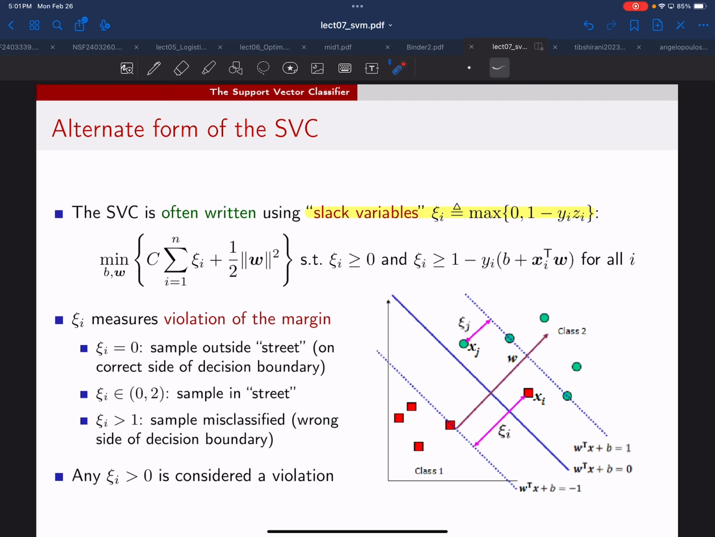Okay, so the xi_i's are very interpretable. If we're talking about the red ones, we have to change direction. So now for the red ones, these are on the correct side of the street. They have xi_i equals 0. Once you're in the street, you have xi_i growing from 0 to 1 to 2 to 3 and so on as you go further. Any xi_i greater than 0 would be a violation of the margin. You're not on the good side of the street. So just a different way to write it in case you see it somewhere else written like this. Okay, any questions on this?